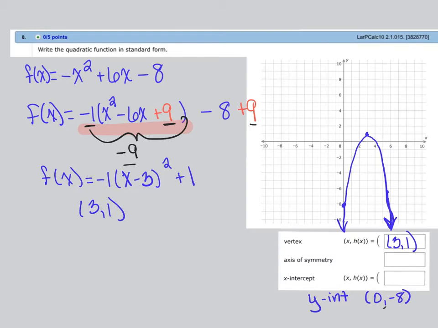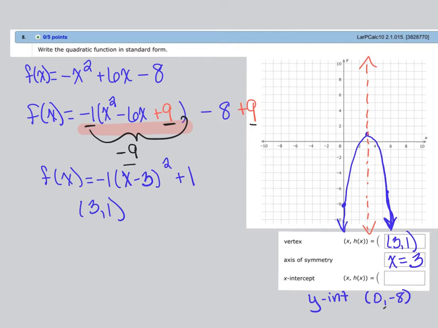Okay, now we just learned about axis of symmetry. My axis of symmetry always goes through my vertex. It is always a vertical line. So what is it? X equals 3. Okay, so don't forget your x equals part, because it is a line.